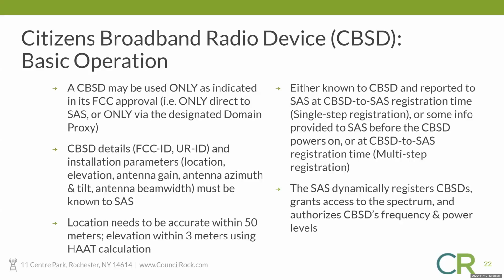The SAS is going to do some calculations and relay back, okay, these are the channels that are available for you to transmit. This is the power that is available for you to transmit. And if the information coming back from the SAS has parameters you can use with the CBSD, then the CBSD is going to use that information and start transmitting in the spectrum.